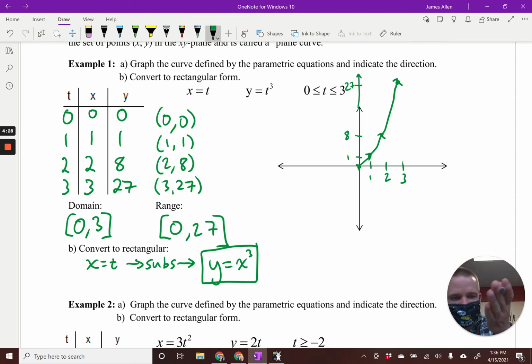And that does look like a portion of a cubic function. Usually a cubic function would then come back down this way as well, but we have that domain restriction. All right. Look at that. First example. Done. Raise the roof.